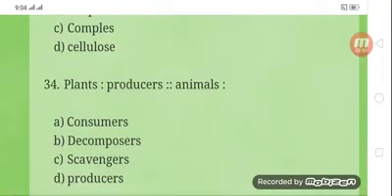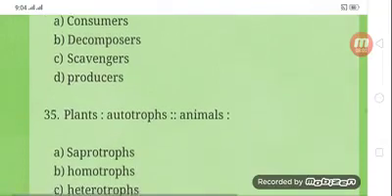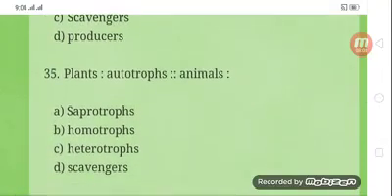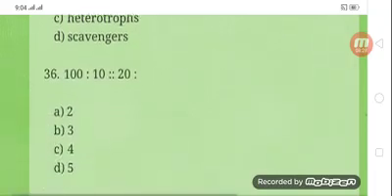Plants are producers and animals are consumers. Plants, autotrophs. When you say autotrophs, they make their own food through the process of photosynthesis, whereas animals are heterotrophs. That means they just consume the producers or other animals. Saprotrophs are like fungi. They feed on dead things. Okay? They feed on dead things. Yeah, that's it.